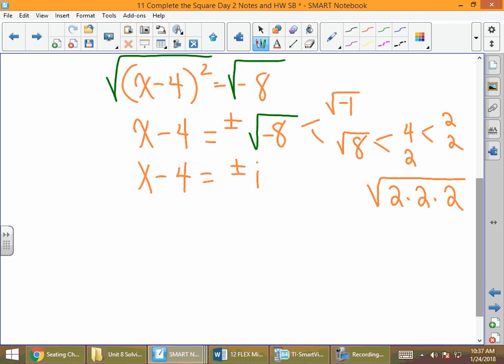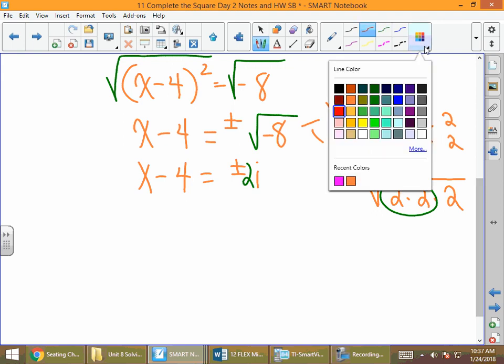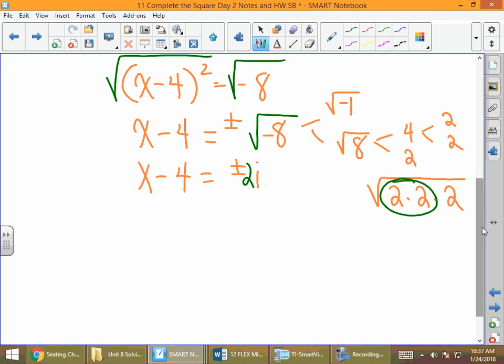we need 2 of the same value to take out 1, which means that we can put a 2 over here in front of our i. We have a single 2 underneath our square root. That's going to stay there.